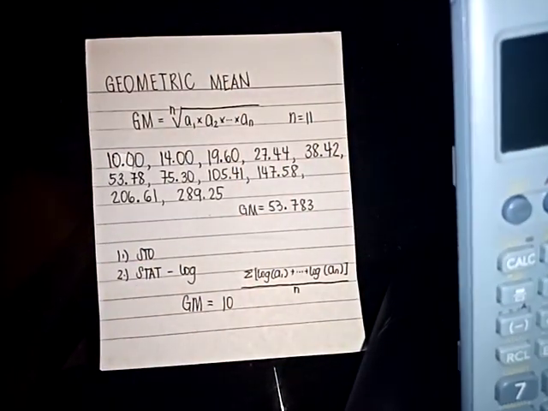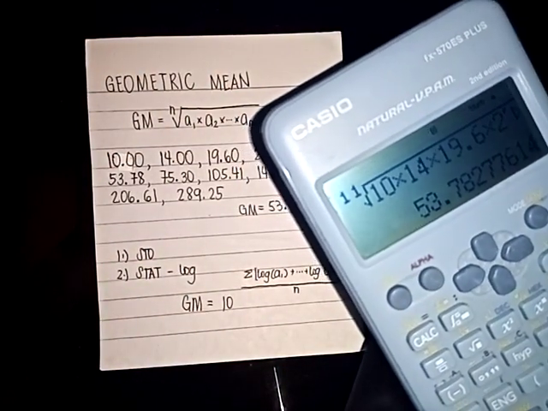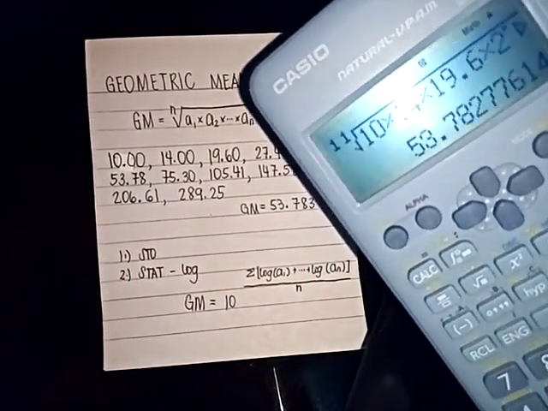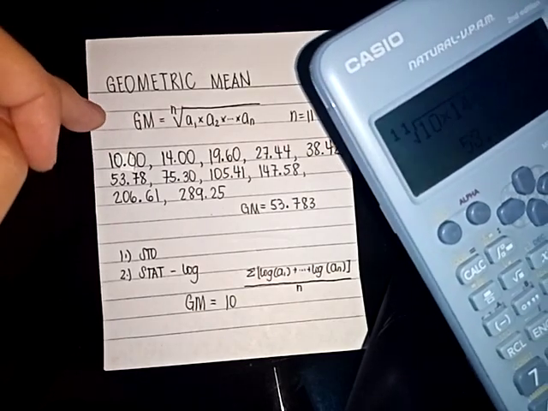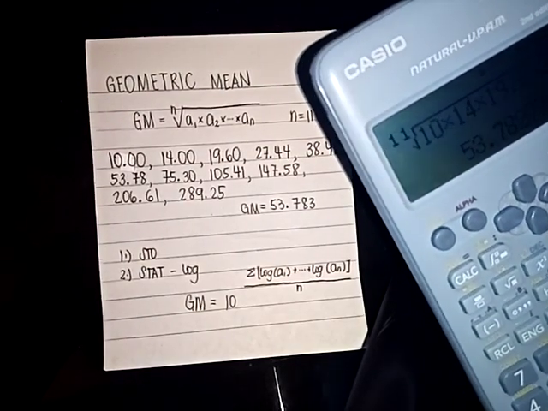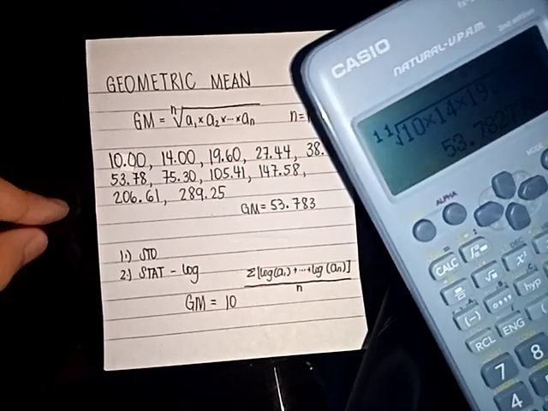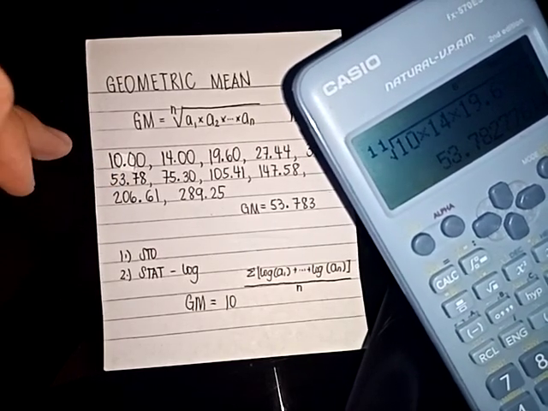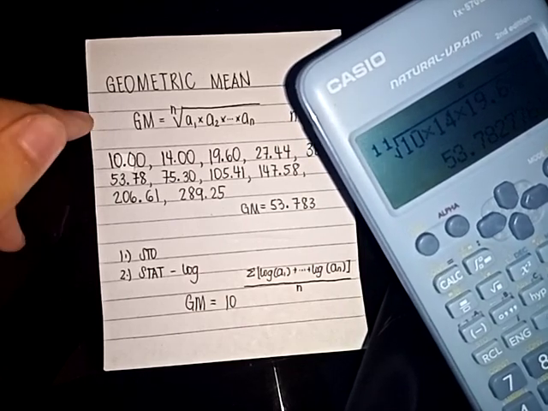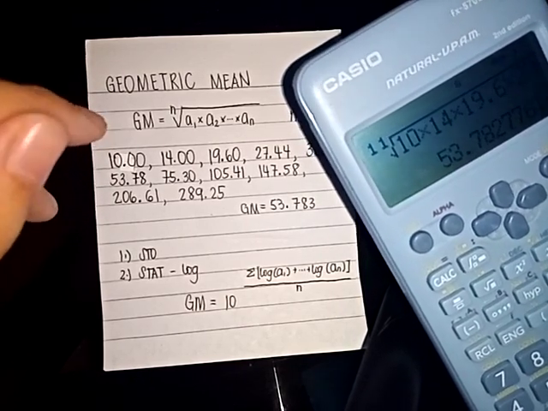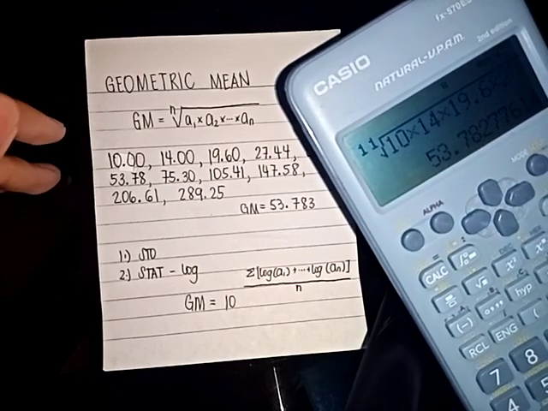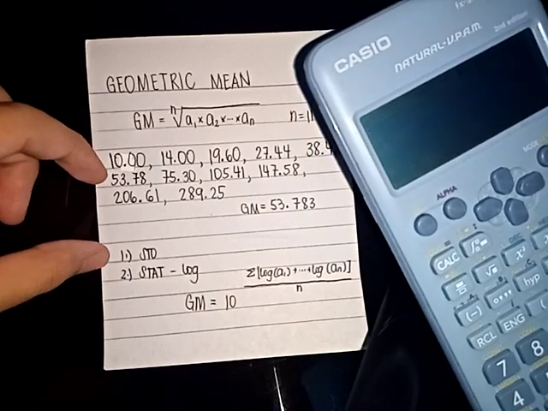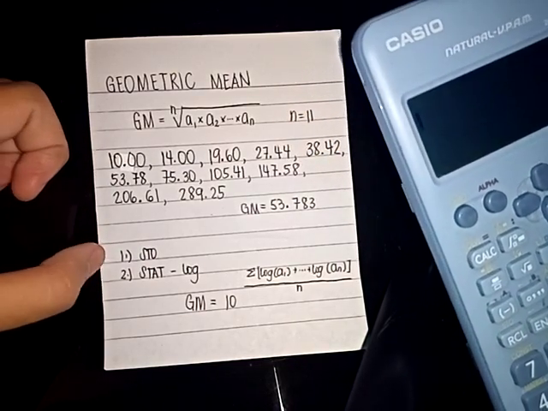So once we're done, we are able to get this value of 53.783. Now, this is using the traditional or the typical method. However, there might be instances when our calculator will not be able to accommodate anymore the number of terms and the number of characters that each term has, including the square root or the nth root and the multiplication symbols. So, we go now to the first alternative method, which is the store.